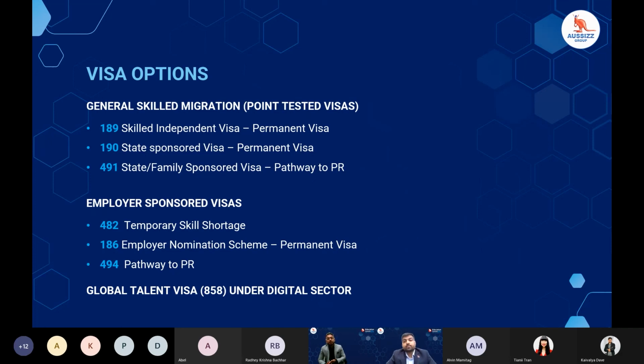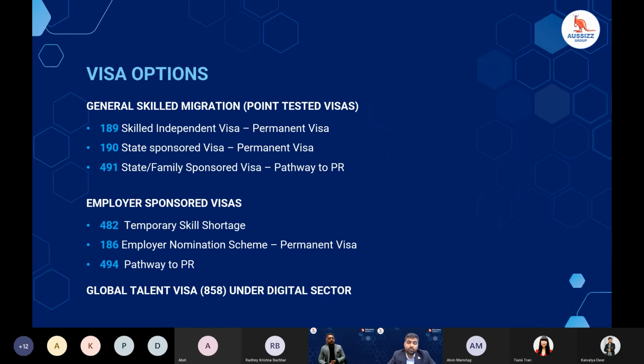You need a nominator who is either an Australian permanent resident or citizen, and must be prominent in the same field, or you can get a nominator who is an Australian company. So generally, if you do not have a nominator, we recommend going for ACS, because the Australian Computer Society can also nominate you for the global talent visa. So you need a nominator.